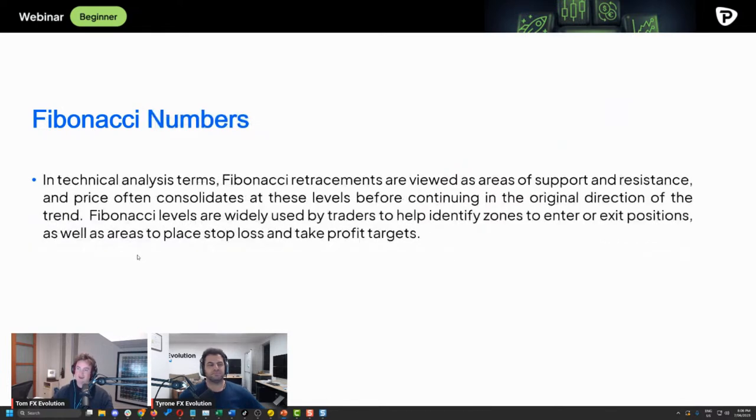So let's talk about this concept of using Fibonacci numbers, Ty. From a beginner's perspective, how do we do it? Well, we'll talk about how to draw it in a second, but really Fibonacci in technical analysis should be considered potentially levels of support or resistance. And price often consolidates at these levels before potentially continuing in the original direction. So to visualize it, it might look something like this. It pulls back, it comes back to a level, consolidates a little bit or builds a position, and then continues on. So it can be very good for swing traders as well, can't it, Ty?